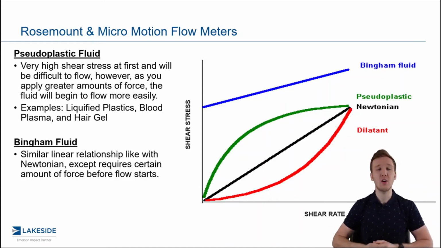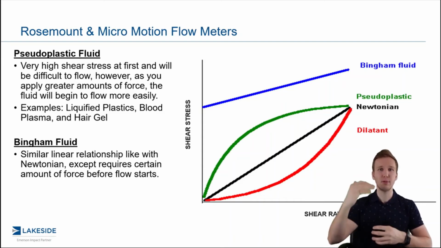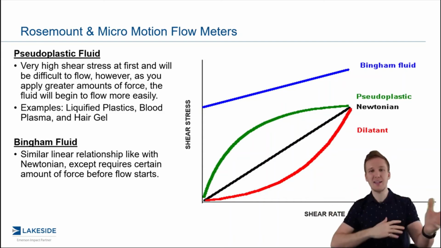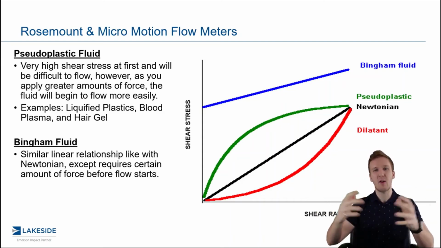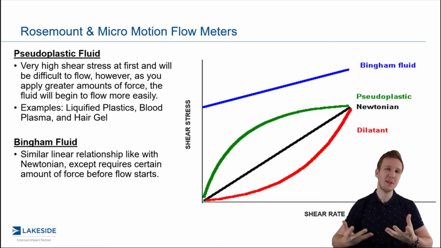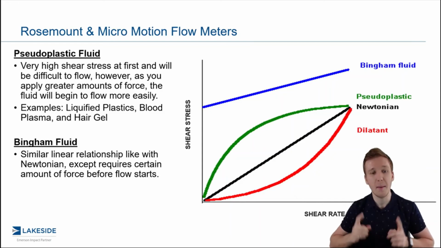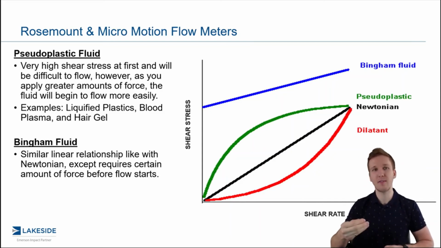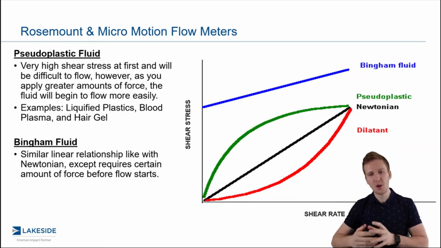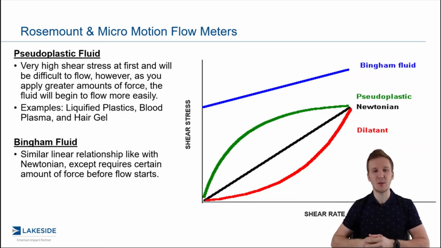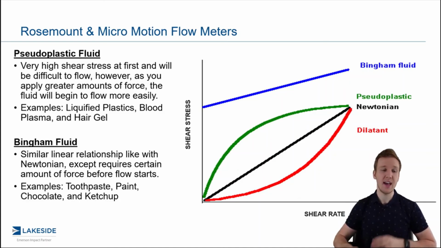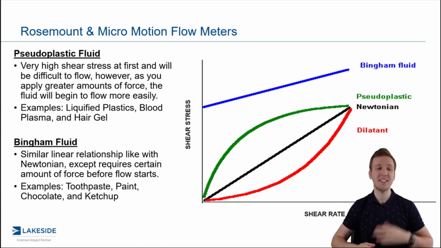The last one here are known as Bingham fluids, and you can see that's this blue line that's kind of independent between the rest of them, kind of far away from them. And what this is helping us identify is that yes, it is a linear relationship just like Newtonian fluids, but it's going to require a certain amount of force before it begins to start flowing. So you can see the rest of them all start at that XY intercept, that 0 point, but not with Bingham fluids. And examples of this will include toothpaste, paint, chocolate, ketchup, and so forth.